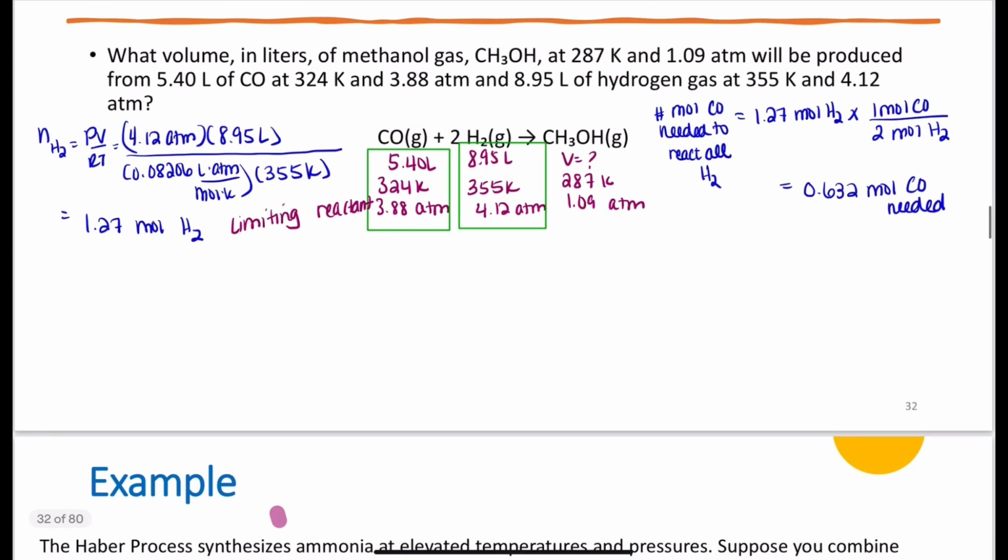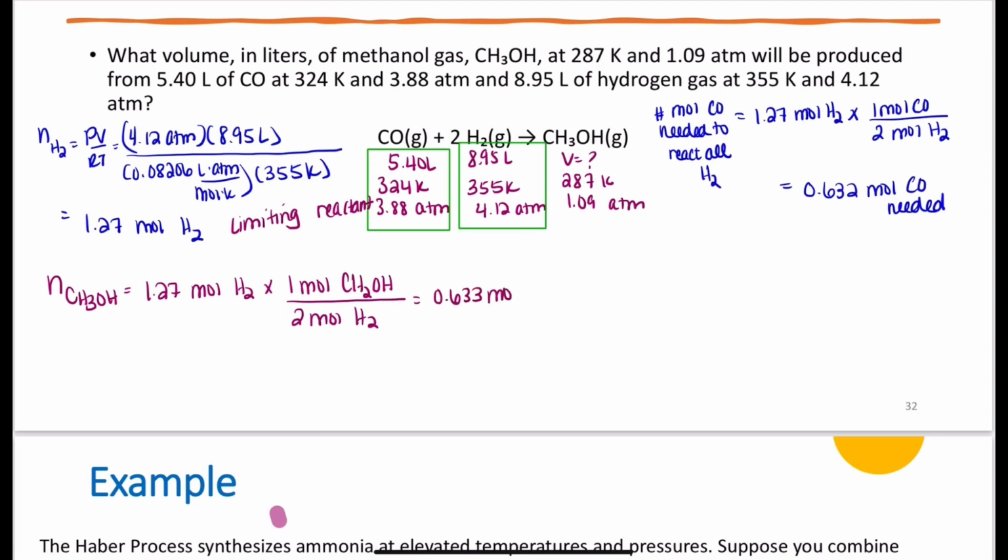So with that, I'm going to find the number of moles of methanol I can make. I'm starting with 1.27 moles of H2. 1 mole of methanol is produced for every 2 moles of H2 consumed. Gives me 0.633 moles of methanol produced. Very close to done.